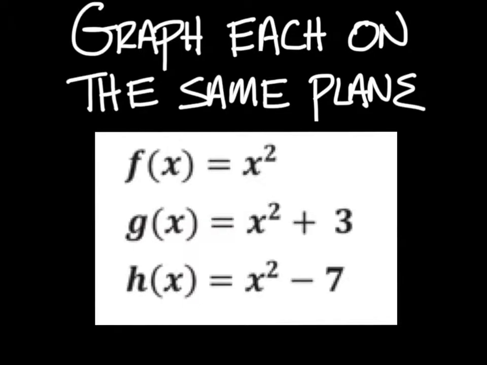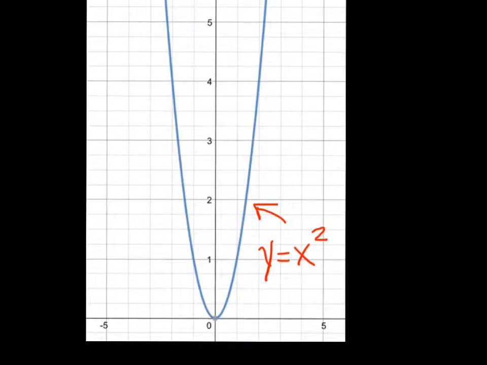Graph each on the same plane. x squared, x squared plus 3, x squared minus 7. Now let's look at what happens when you do this. Remember what happened before with y equals x. When we added or subtracted something, we had to move left or right. Watch what happens here. Here is x squared. We've graphed this a bunch of times.